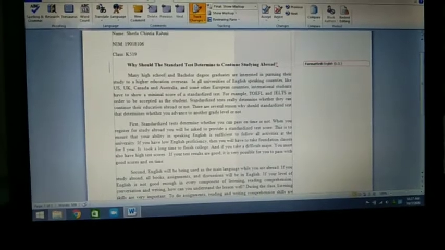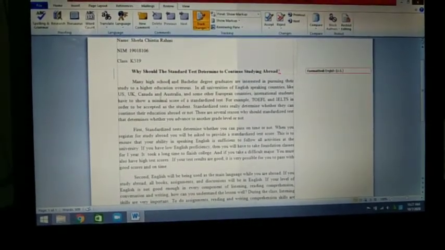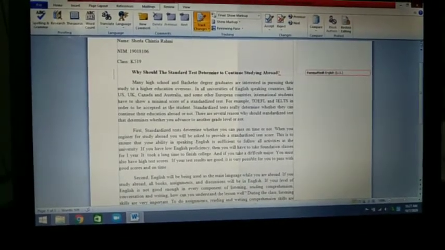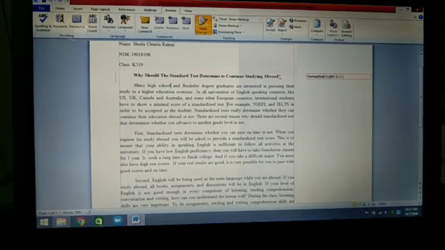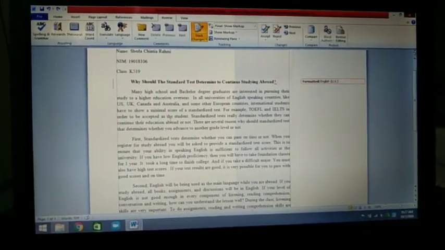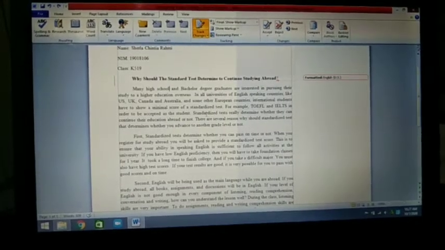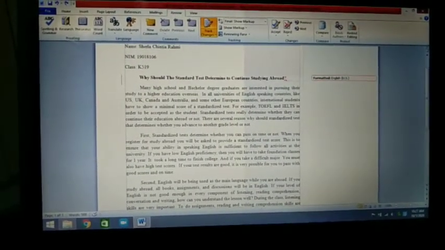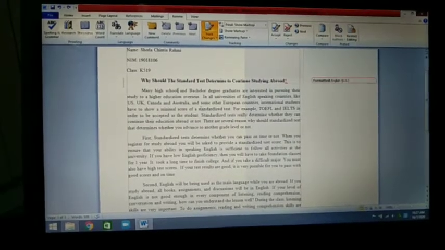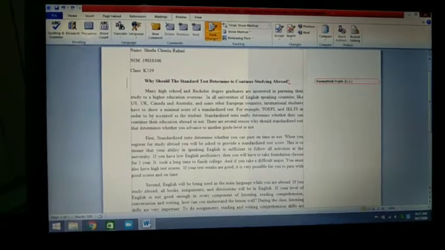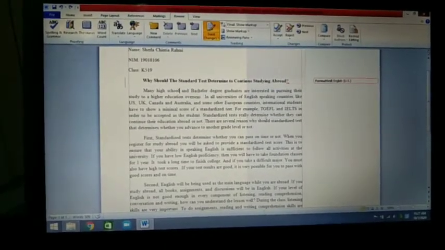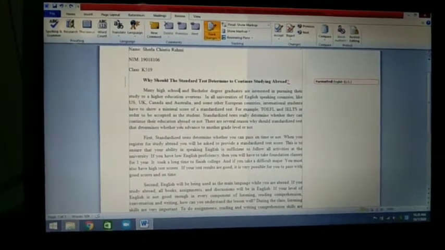Okay. In all universities of English-speaking countries like US, UK, Canada, and Australia, and some other European countries, international students have to show a minimal score of a standardized test. Okay. For example, TOEFL and IELTS in order to be accepted as the student. Standardized tests really determine whether they can continue their education abroad or not.